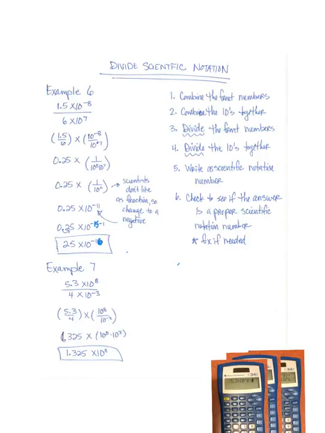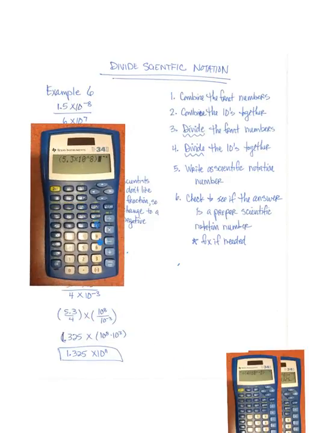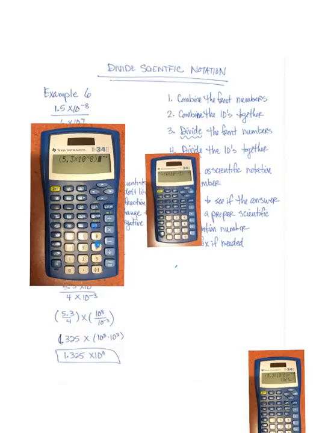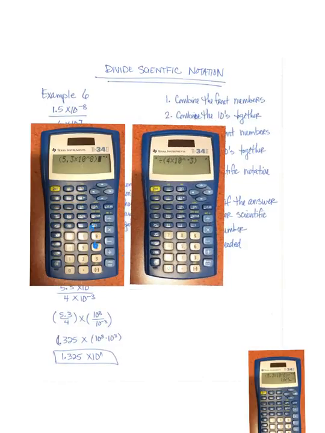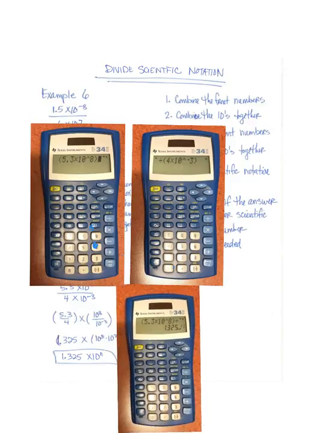Again, we can put it in our calculator. We have 5.3 times 10 to the 8th divided by 4 times 10 to the negative 3. What do we get? We get 1.325 times 10 to the 11th. That's our final answer. So today we talked about multiplying and dividing scientific notation. Hopefully you can understand it a little bit better.